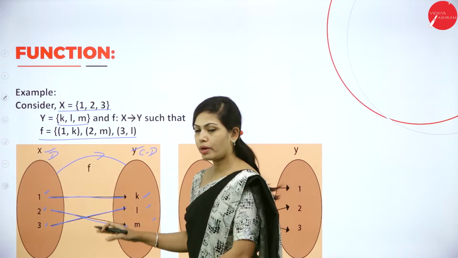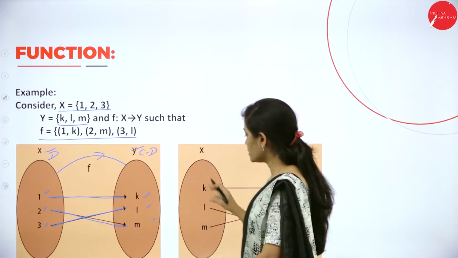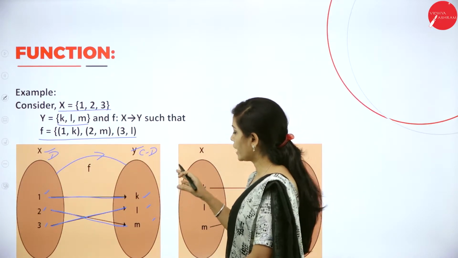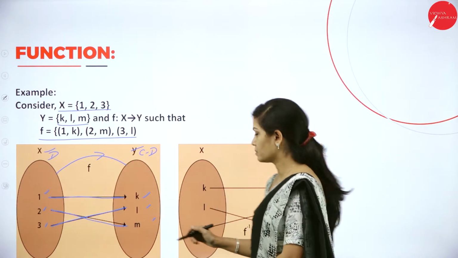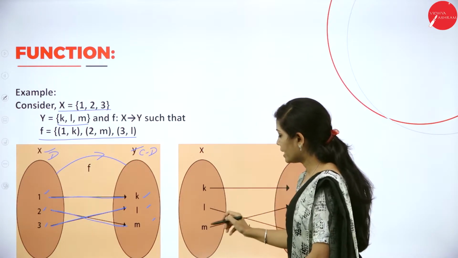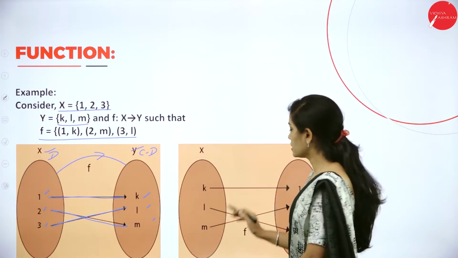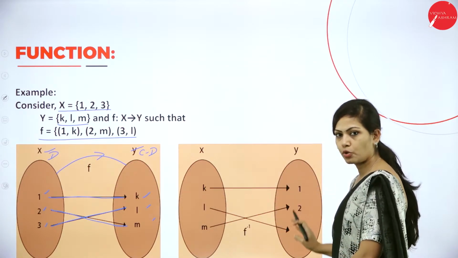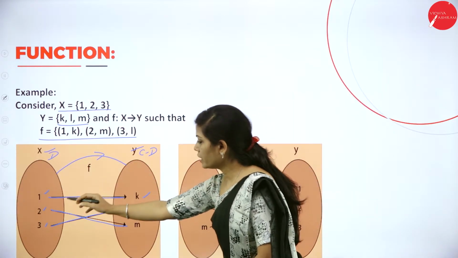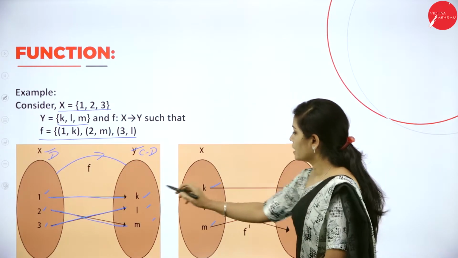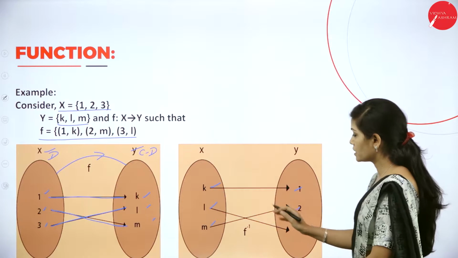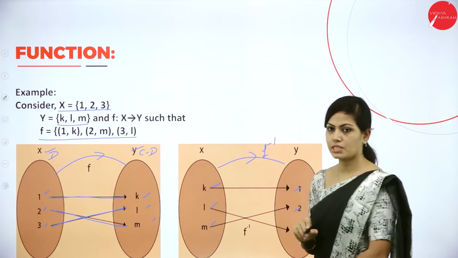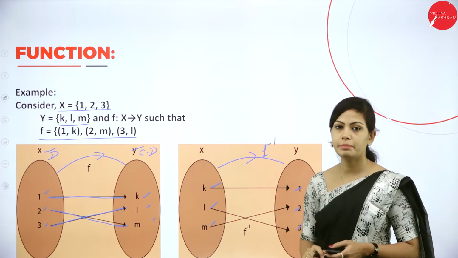So this is a one-to-one function. What is the inverse of this function? All the domain will move to the codomain place and all the codomain will move to the domain place. So the codomain k, l, m will shift to the domain place, and all the domain elements 1, 2, 3 will shift to the codomain place. So 1, 2, 3 is replaced by k, l, m and k, l, m is replaced by 1, 2, 3. So this is the inverse of f, that is f inverse. So this is called an invertible function.